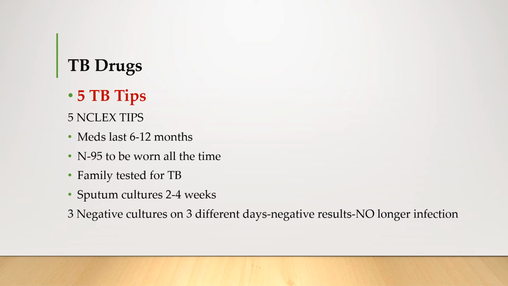Then coming to the TB drugs. What are the TB drugs that are being used? So here are 5 NCLEX tips. First, medications should last 6 to 12 months. Then you have to wear the N95 at all times.